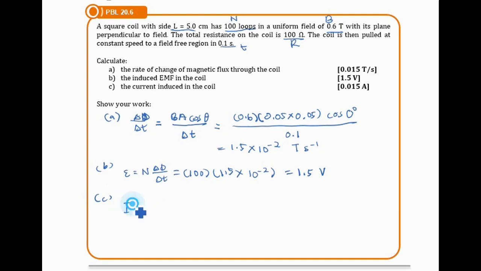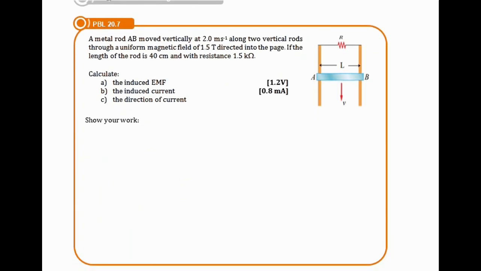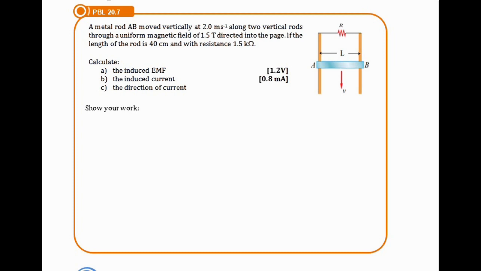So C, the current induced in the coil. Okay, so current sama dengan EMF over R. So EMF kita 1.5 divided by R 100. So equal to 1.5 times 10 negative 2 ampere. Okay, so kita tengok PBL 20.7.